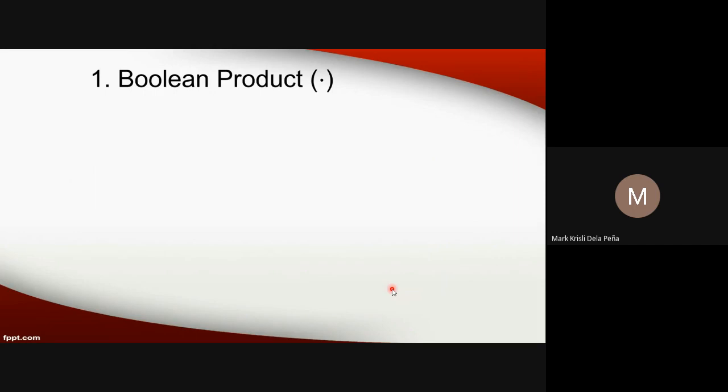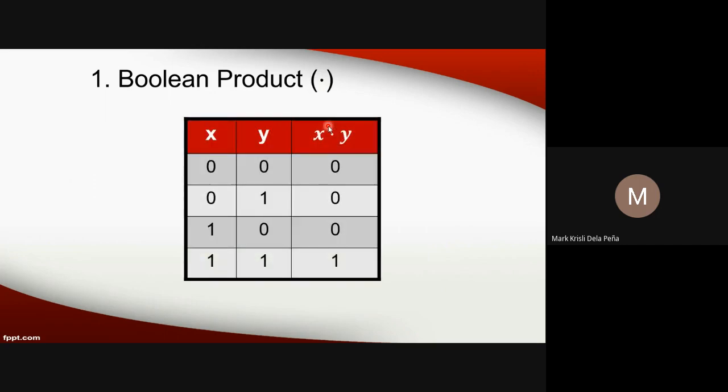Okay, let's start with the Boolean product, or the Boolean multiplication, which is represented by this dot. Also, you can remove this dot and just write xy. Just like in algebra, if we say xy, that's just the same as saying x times y. That is also the same with the Boolean product.